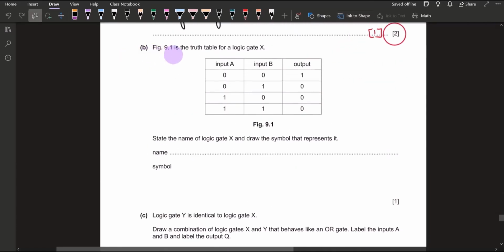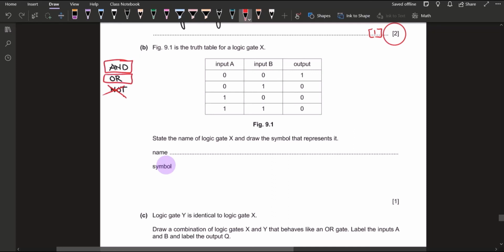Part B says figure 9.1 is a truth table for a logic gate X. Here we can see the truth table. Name the logic gate X and draw the symbol that represents it. We have to name it here and the symbol is given. We have 3 basic logic gates, which are AND, OR, and NOT. So this is definitely not a NOT, so it's cancelled because NOT only needs 1 input. And we have to use these both and check what it gives.